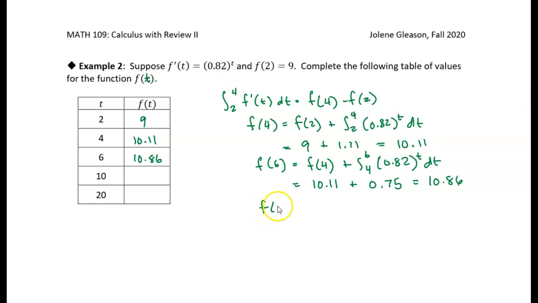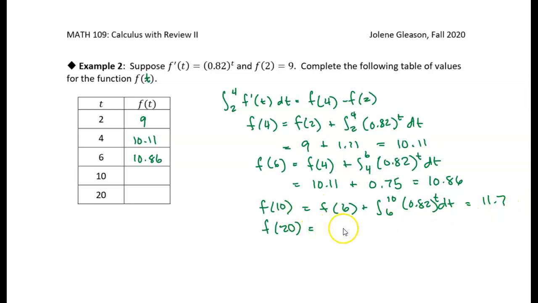I'm just going to do the same thing for f of 10 and for f of 20. I'm going to take f of 6 and add the integral from 6 to 10 of 0.82 to the t dt. What I got when I did that is 11.7. And then for f of 20, I'm going to take f of 10 and add the integral from 10 to 20 of 0.82 to the t, again just using my calculator. And I get 12.29. So let's put that over here: 11.7 and 12.29. That's just using the fundamental theorem of calculus and my calculator.